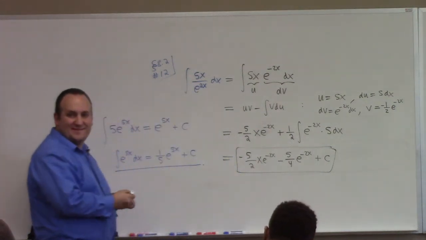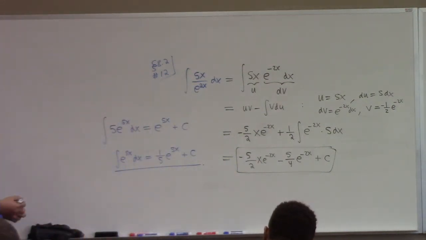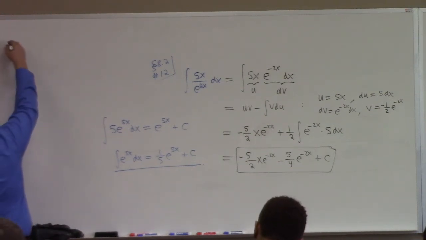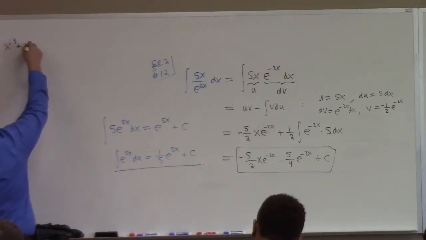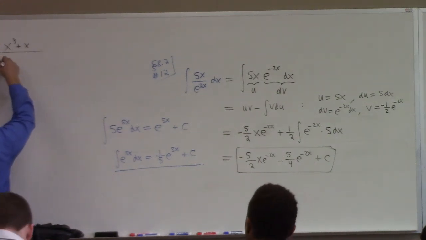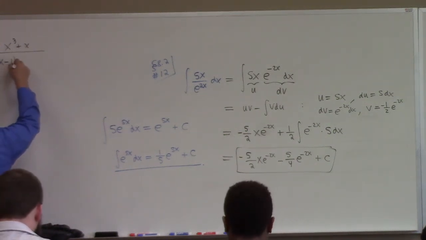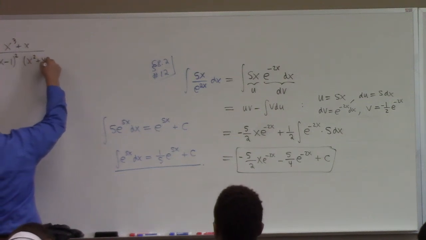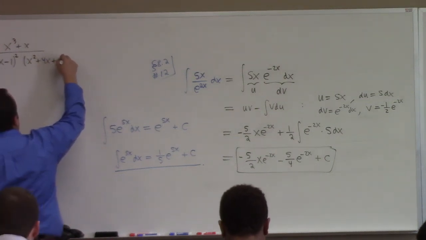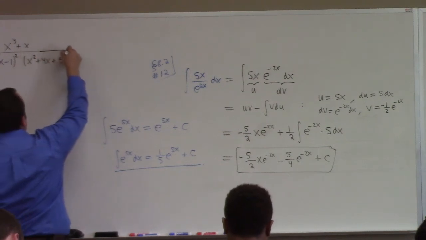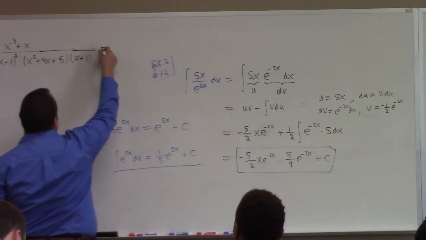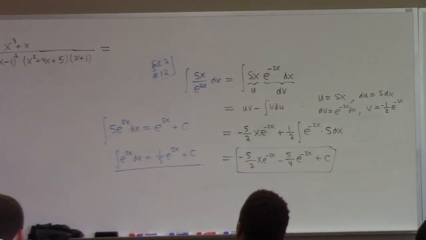Partial fractions. You guys need to think more about partial fractions. Am I right? I'm right. So what if I had x cubed plus x divided by x minus 1 squared times x squared plus 4x plus 5 times x plus 1? What would the partial fractions decomposition be for this? We'll just set it up. We won't actually do the algebra this time, of course.